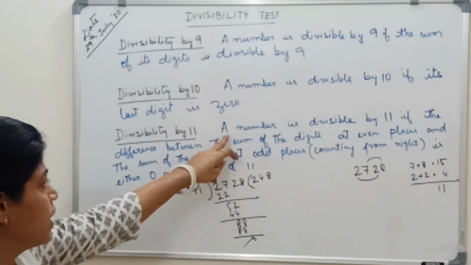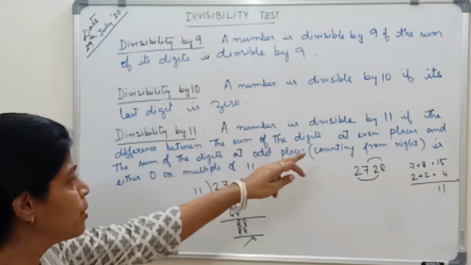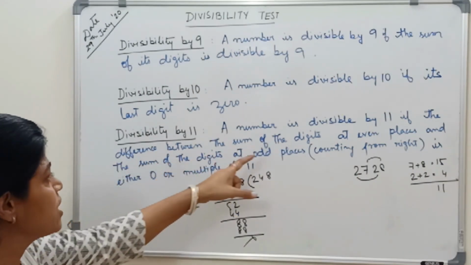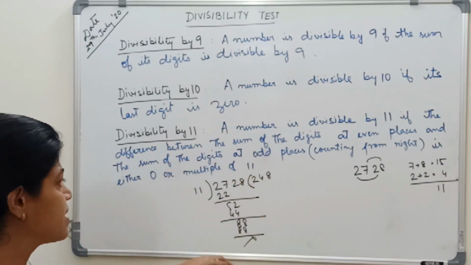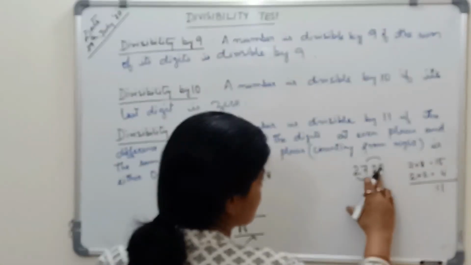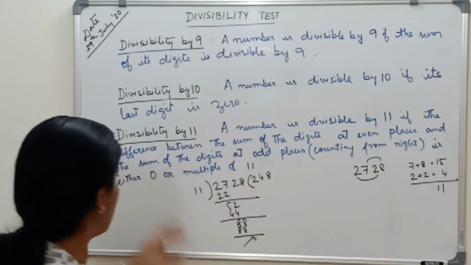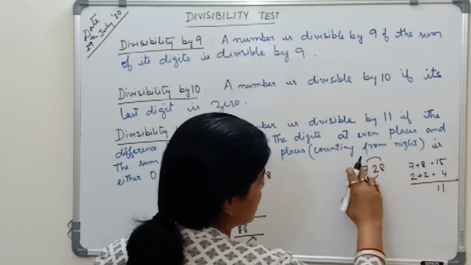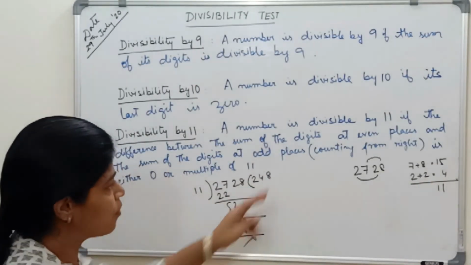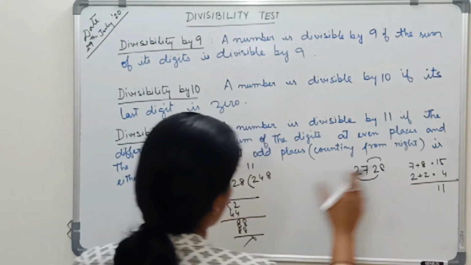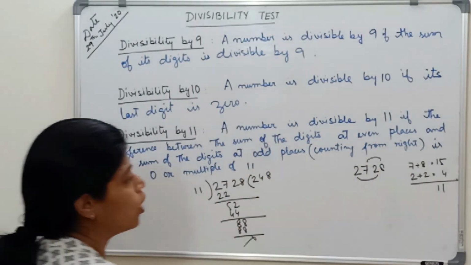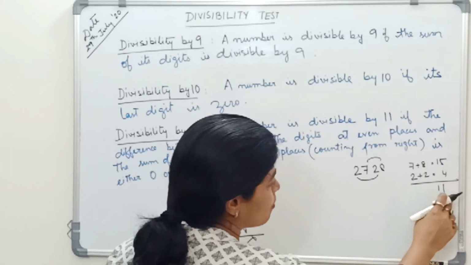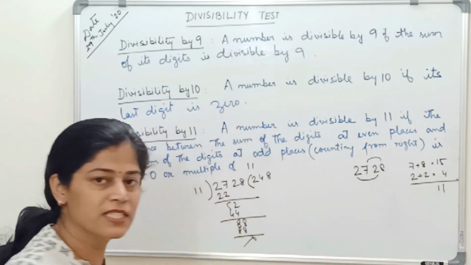So we understood a number is divisible by 11 if the difference between the sum of the digits at even places, here 2 plus 2 is 4, and the sum of the digits at odd places, here 8 plus 7 is 15, counting from right, is either 0 or a multiple of 11. Then this number is divisible by 11.